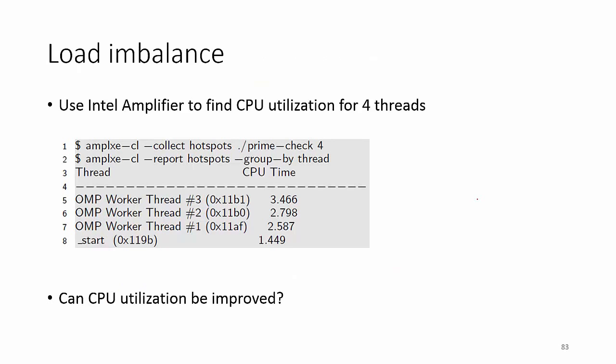So let's use the profiler, the Intel Amplifier, to find out the CPU utilization for the 4 threads, and then we can see that different threads execute for very different amounts of time. We collect hotspots, but now we group by thread. So we find that thread 3 executes for 3.4 seconds, thread 2 for this amount of time, and so on. We have load imbalance. Can we get better CPU utilization?